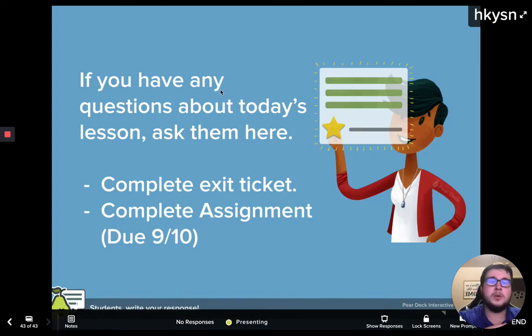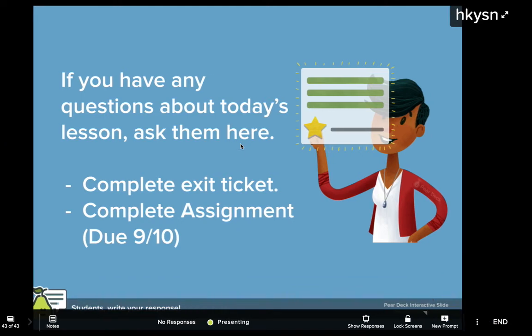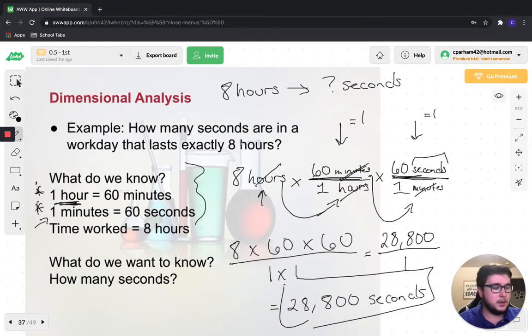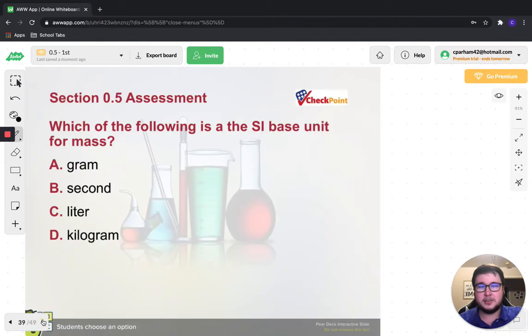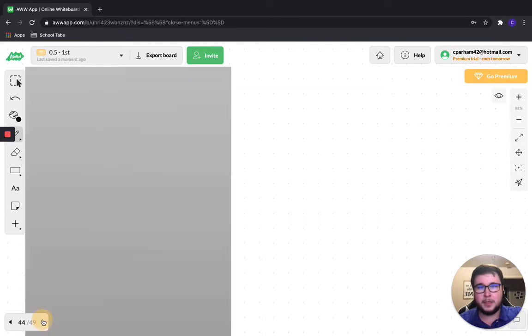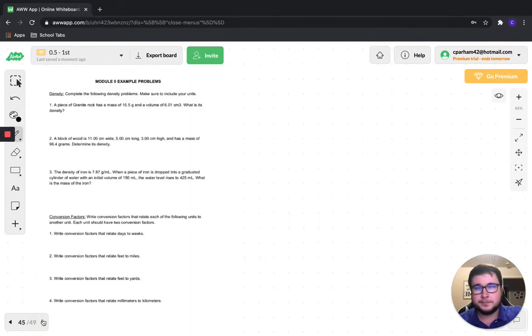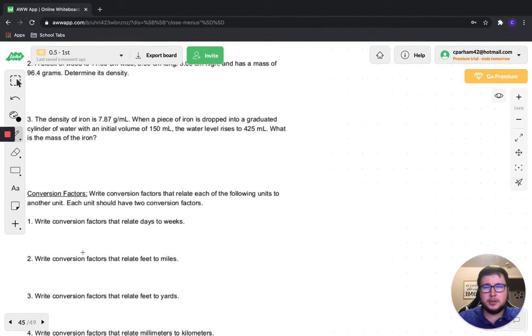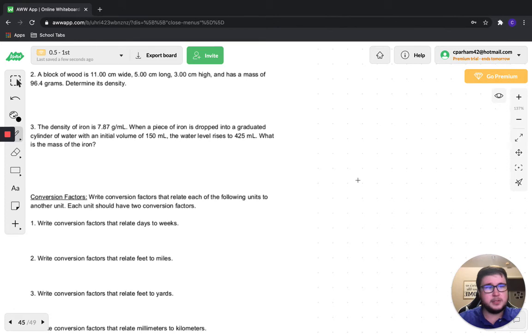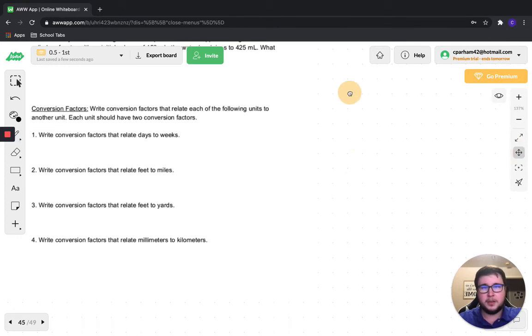Okay, so go ahead and take this time to ask any questions. You can do that on your slide. And meanwhile, I'm going to go back over to our whiteboard. And I'm just going to find some more example problems to work for dimensional analysis because I know I have them here. All right. Here we go. So let's look at some of these here at the bottom.